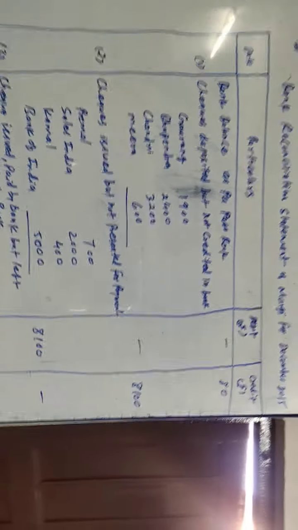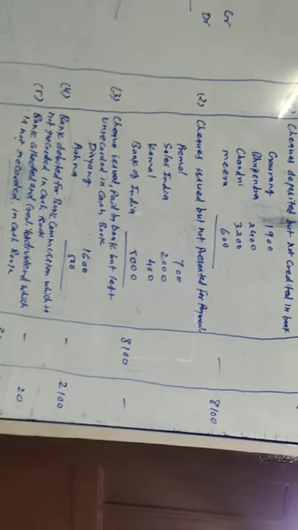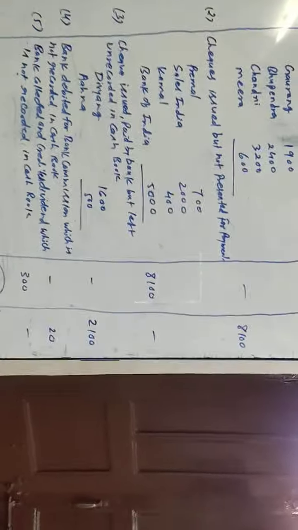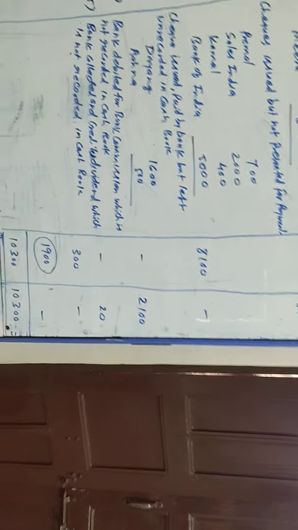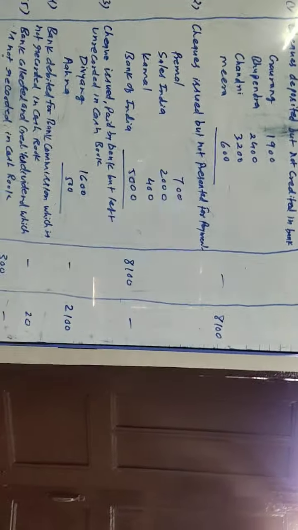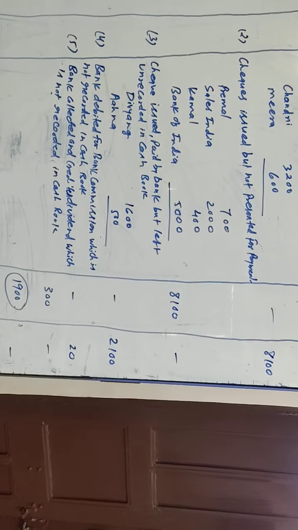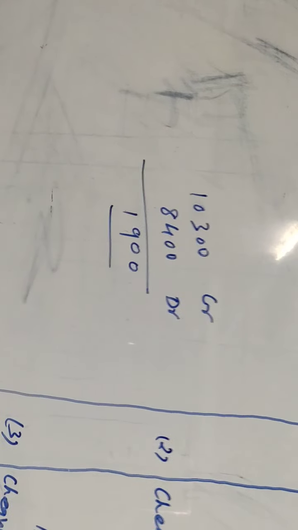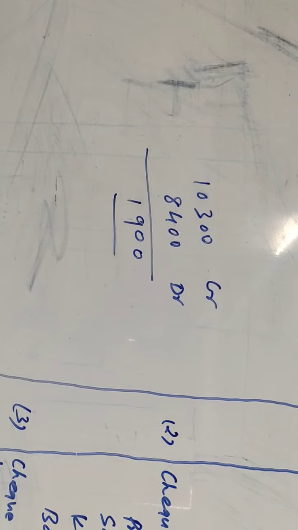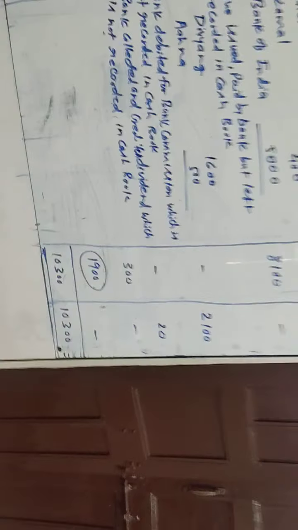Now friends, our sum is over. We will be making total and finding difference. When I make the total, there are 4 items at the credit side, rupees 800, 8100, 2100 and 20, and the total is 10,300. And debit side there are only 2 items, 8100 and 300, and total is 8400. So when I deduct 8400 from 10,300, I get 1900 difference at the debit side. So here 1900 is the difference at the debit side.